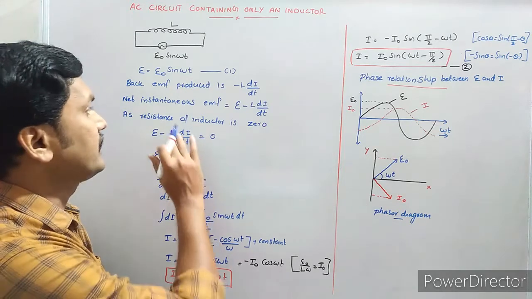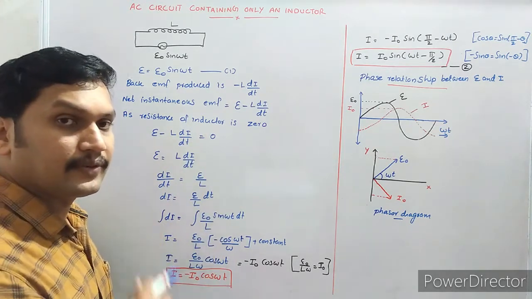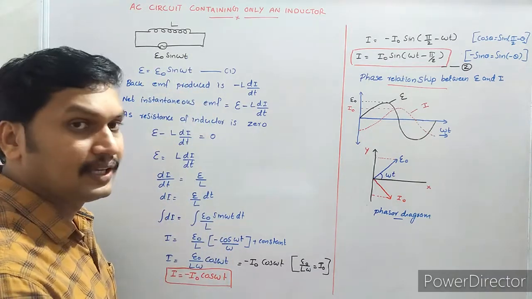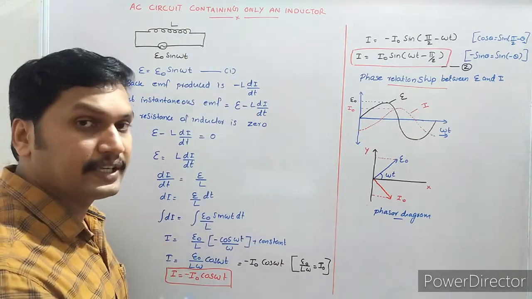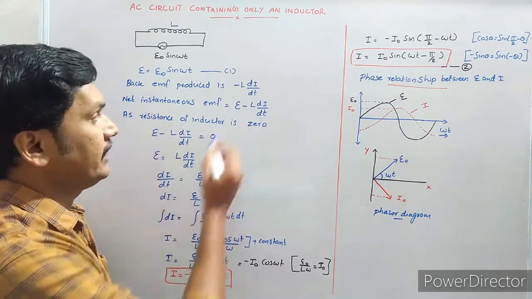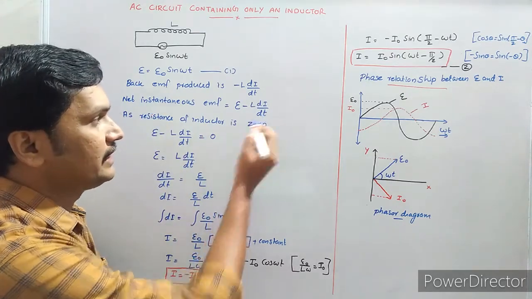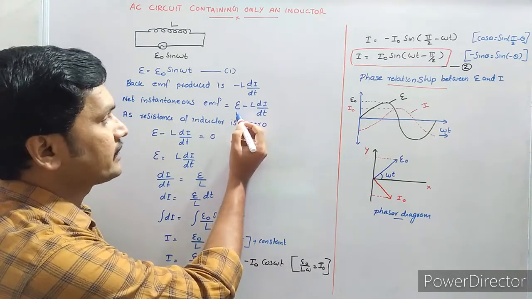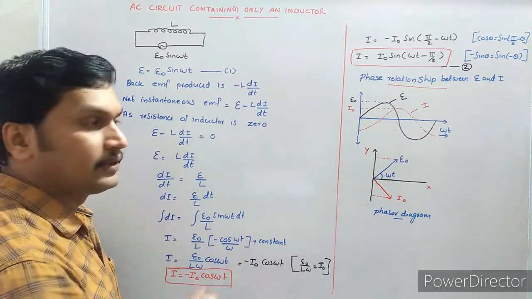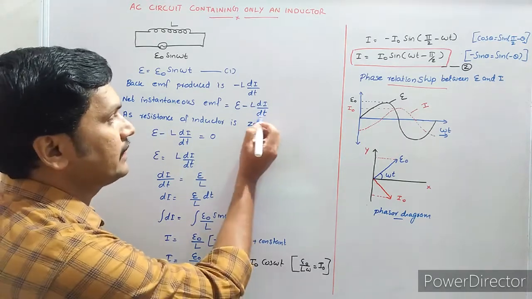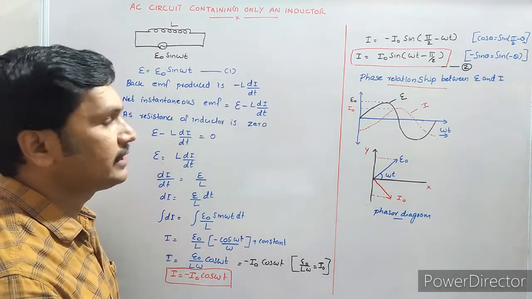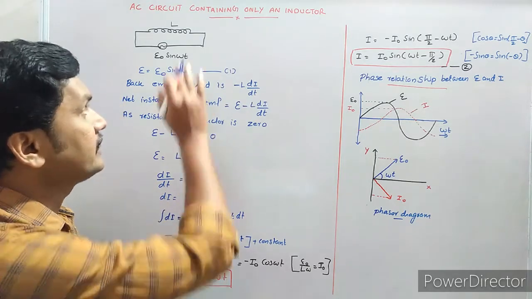So the net instantaneous EMF: there are two EMFs in this circuit now. One is the applied voltage E0 sine omega t, and the other one is an opposing EMF, the back EMF, due to the self-induction. So we can write the net instantaneous EMF is equal to E minus L di by dt. This is the instantaneous applied voltage minus L di by dt, the back EMF. They are opposite in direction because the back EMF opposes the circuit voltage. This is the net instantaneous EMF in the circuit.